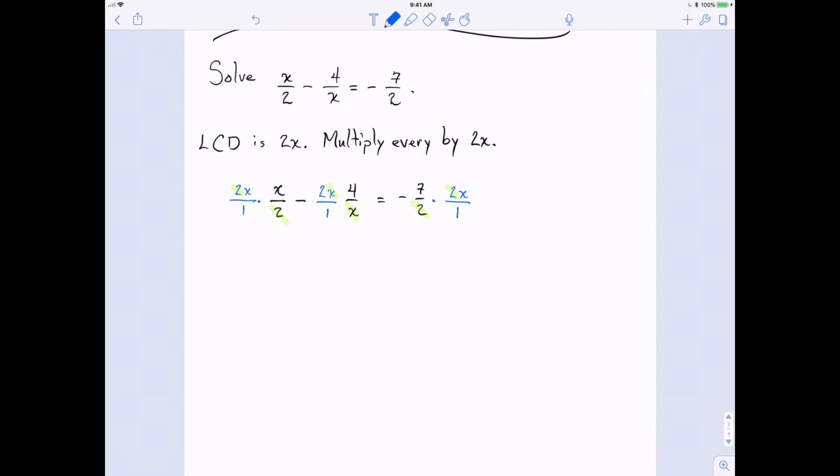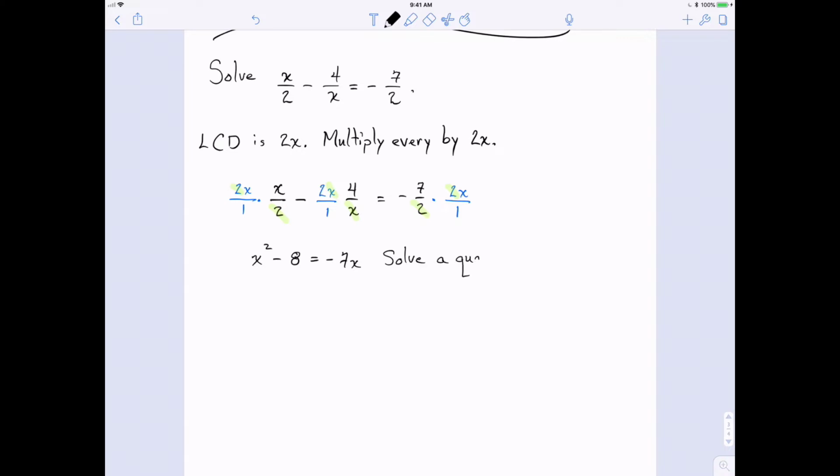So now, if I rewrite what I've got, I have an x times an x, which is x squared, minus 2 times 4, which is minus 8, equals, the 2's have canceled, minus 7x. Now notice, here, we're going to solve a quadratic.